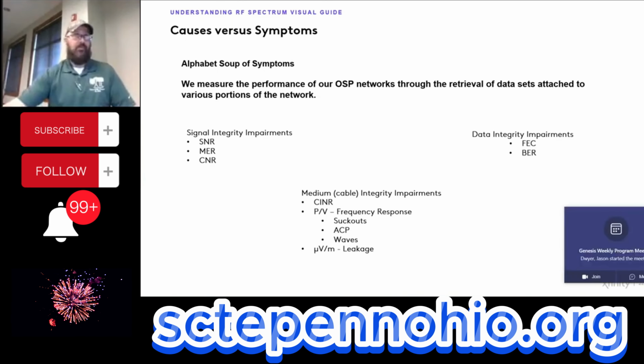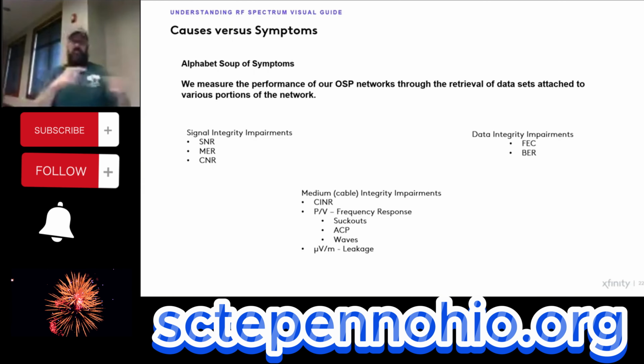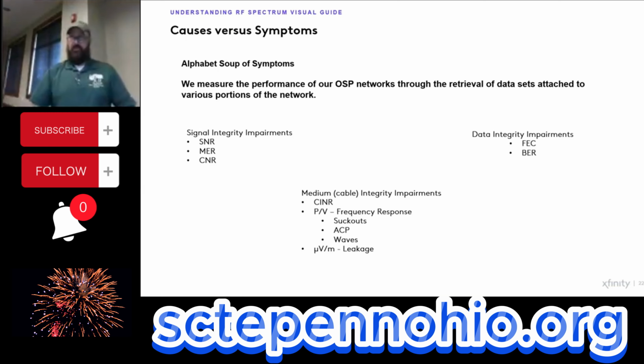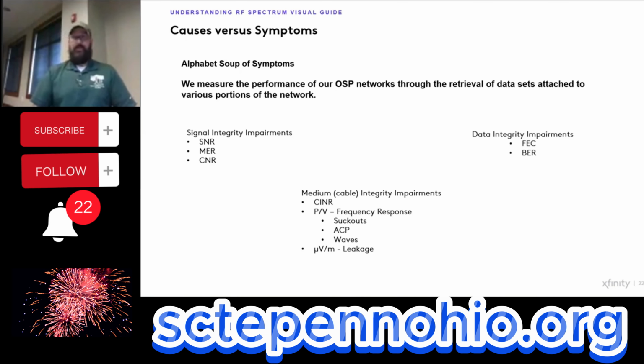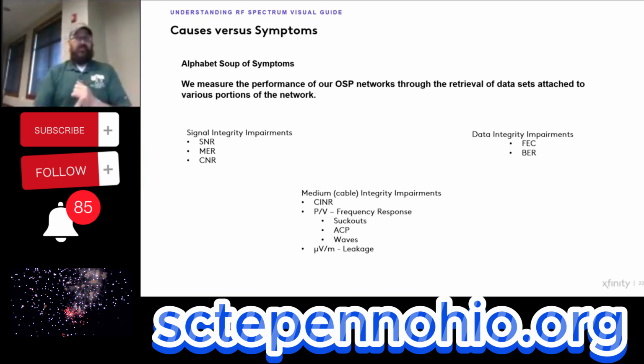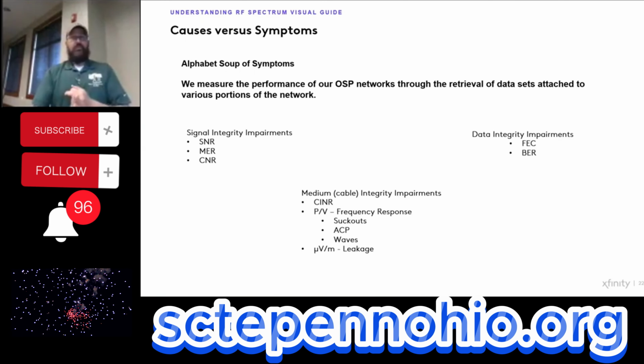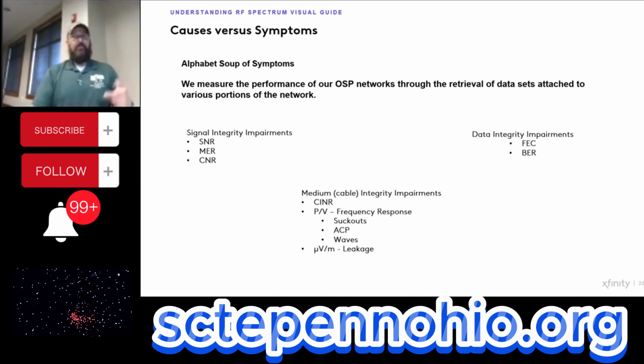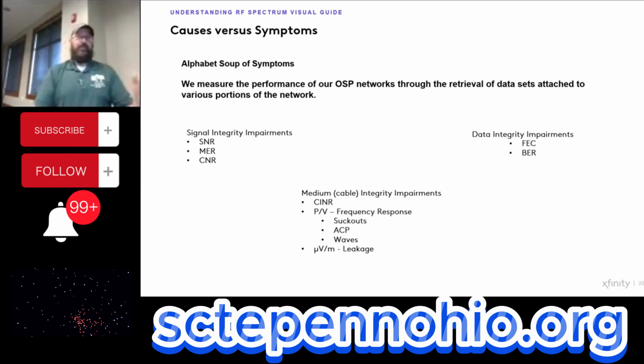Our networks anymore are data transport networks, right? We're carrying bits, ones and zeros, electrical signals upstream and downstream. That's what our networks do. So we can measure the data integrity and it'll show up as FEC, pre or post bit error correction. Those are data packets that are either impaired or lost.